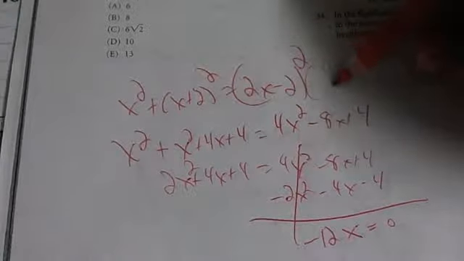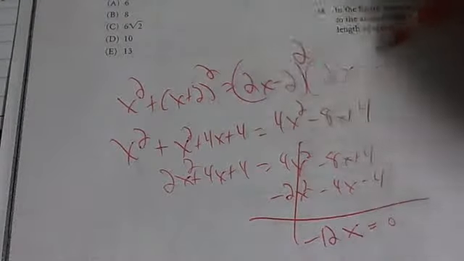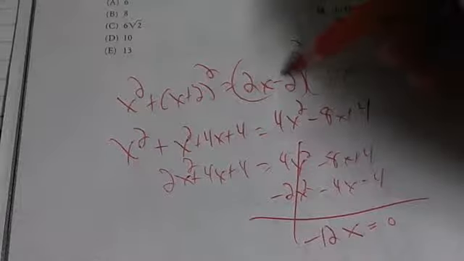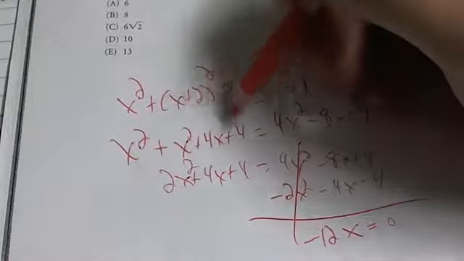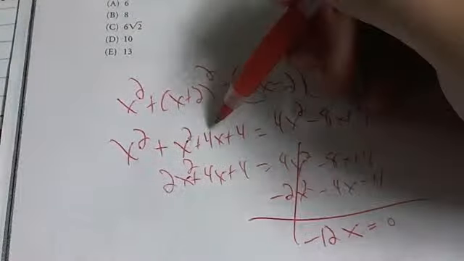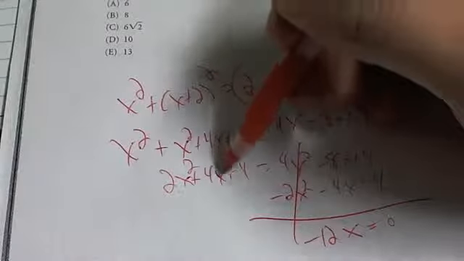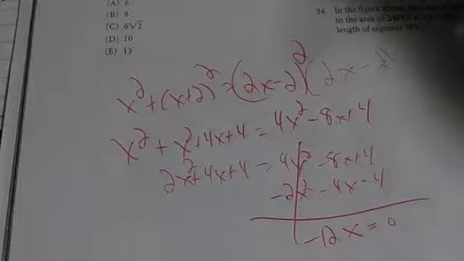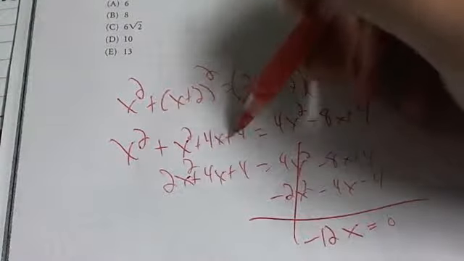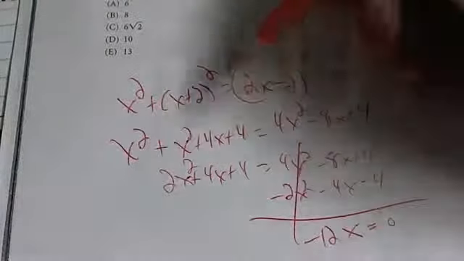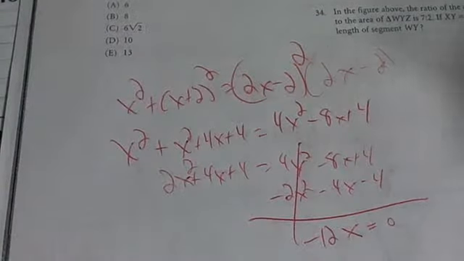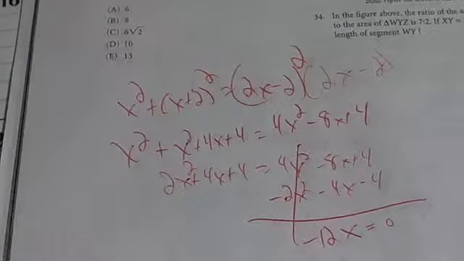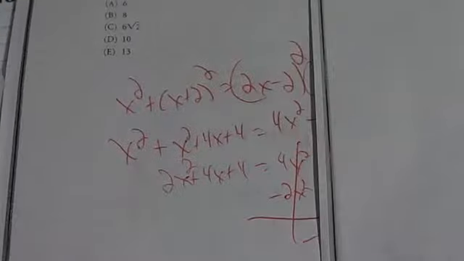2x minus 2 times 2x minus 2 is 4x squared. That's x squared plus 4 plus 4. Okay, that's 2x squared. 4x. Yeah, okay. Oh, hold on. Oh man, I messed up again. Crap. Sorry, guys. Alright, let's do it again.